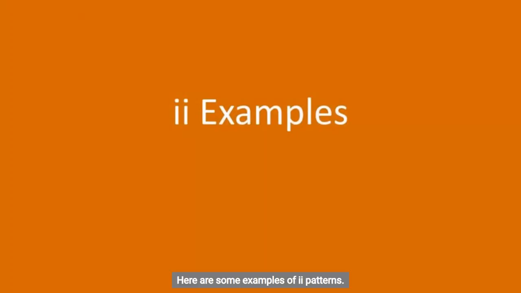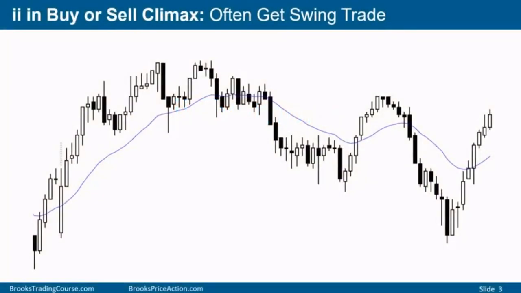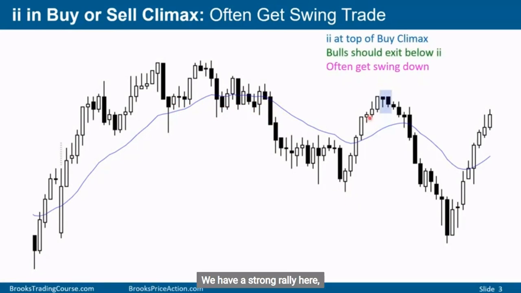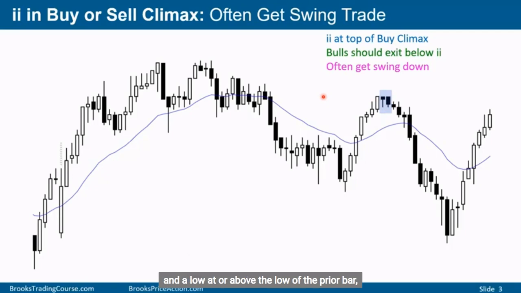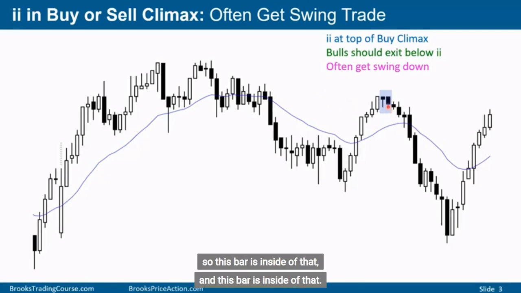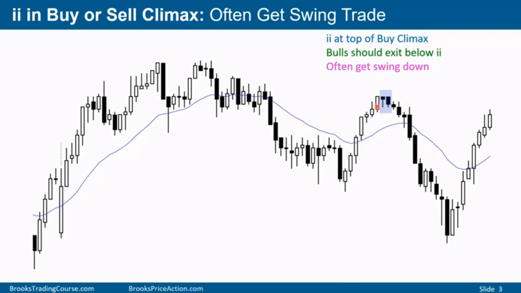Here are some examples of II patterns. We have a strong rally here, and then we have an inside bar and a second inside bar. It does not matter that the lows are exactly the same and the highs are exactly the same. Remember, an inside bar has a high at or below the high of the prior bar, and a low at or above the low of the prior bar. So this bar is inside of that, and this bar is inside of that.